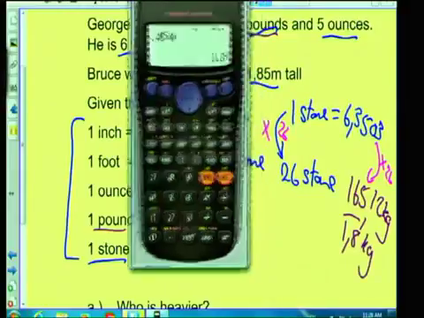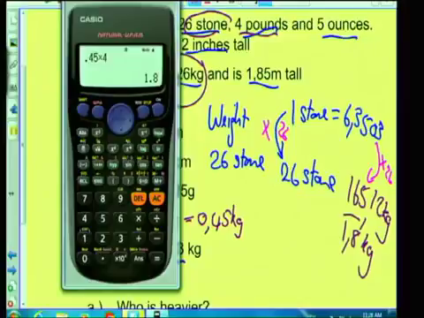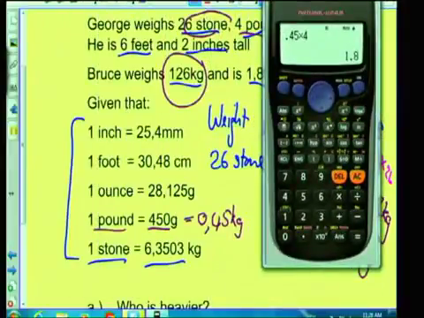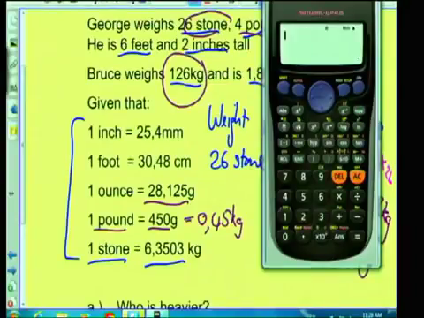And then the last bit was the ounces, 5 ounces. Well, how much is an ounce? Well, it tells me over here an ounce is only 28,125 grams. So I'm going to take the 28,125 grams because I want to get kilograms.